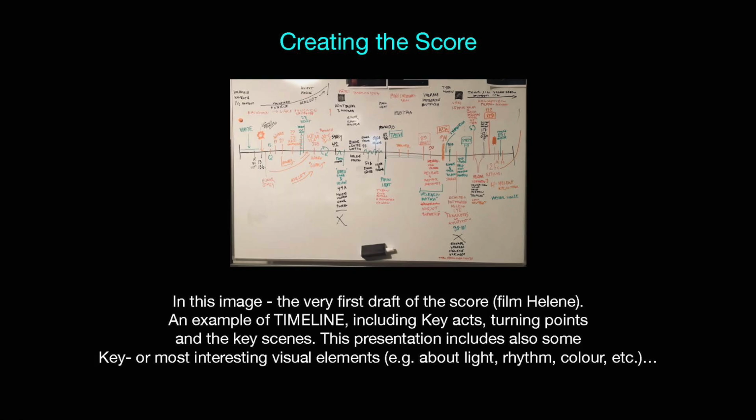And in this image, this is the very first draft of the score of the film Eternal Road. And it's rough, as you see. I made this during one evening in the production office while I was waiting for the director to finish his meeting, sitting in the room together with the gaffer. We started to put this timeline of how the film goes, where the acts are and the different scenes, turning points, and how the light should go, so that there is a contrast with the lights as well.